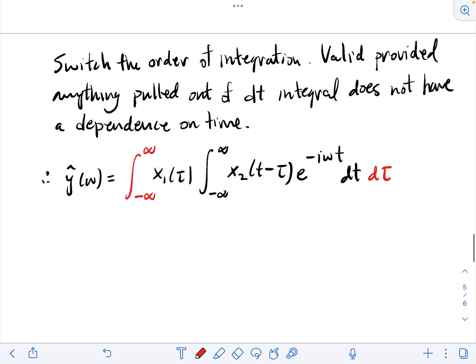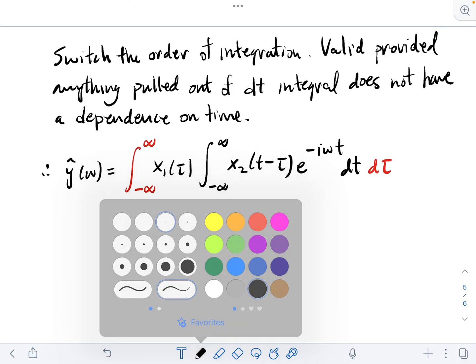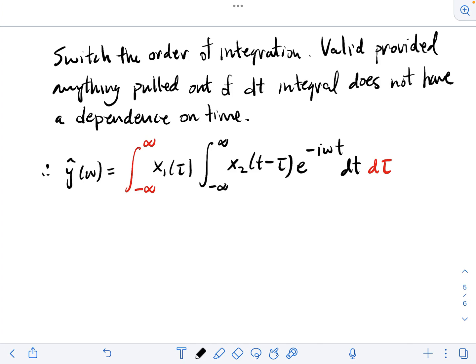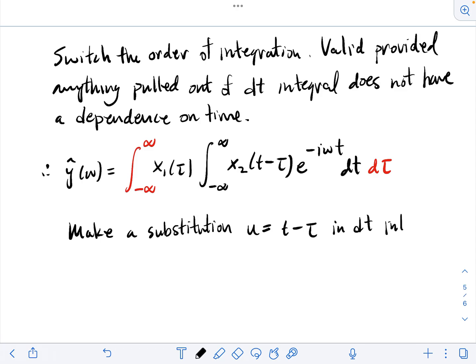Okay, so that's our first step. The next step is going to make a change of variables. So we make a substitution, and the substitution we're going to make is u is t minus tau, and we'll make that substitution in the dt integral. Okay, and so let's note that if u is equal to t minus tau, then t is equal to u plus tau, and dt is equal to du.